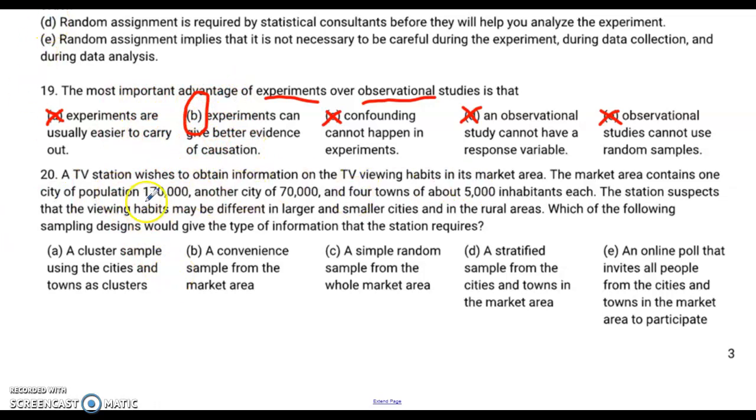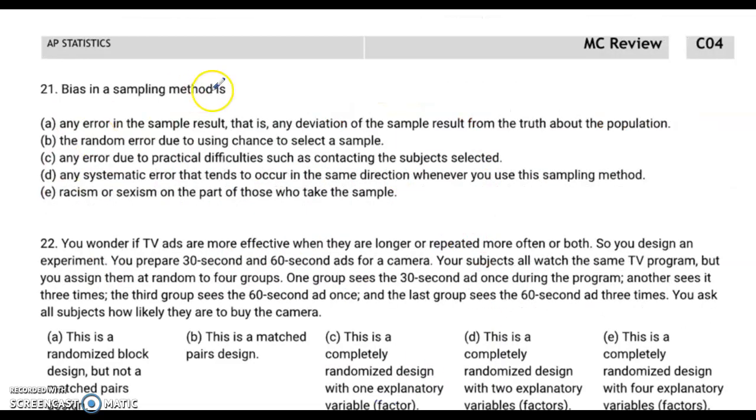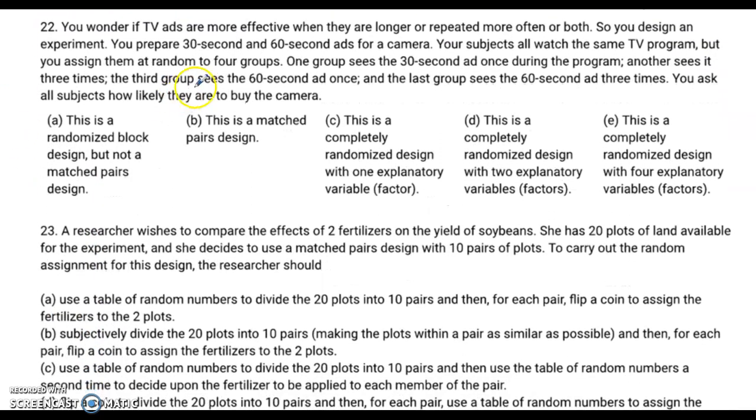For number 20, we have some cities, smaller cities, and tiny little towns. We're trying to set up a situation in which all of these are represented, which means we're looking for a stratified sample from the cities and towns in the market area. Easy peasy. For number 21, bias in a sampling method. Remember, bias isn't just any old error. Bias is a specific kind of error. It's an error that tends to occur in the same direction whenever you use this sampling method. If you go back to the beginning of the PowerPoint or the beginning of this video, you'll see a picture of bias. Check that out to learn more.